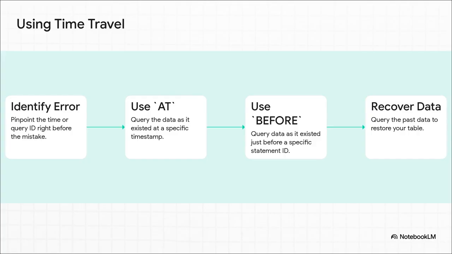So you're probably wondering, how do I actually use this thing? The best part is, it's so simple. The first step is figuring out when you need to go back to. You can do that in two main ways. You can use the AT clause with a specific timestamp, or, and this is my favorite, it's so powerful, you can grab the query ID of that disastrous statement and use the BEFORE clause.